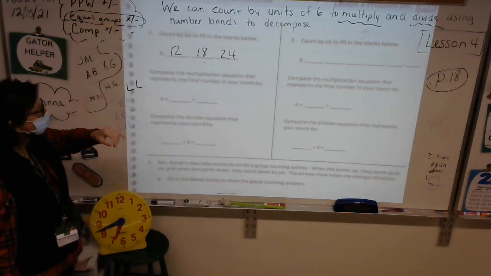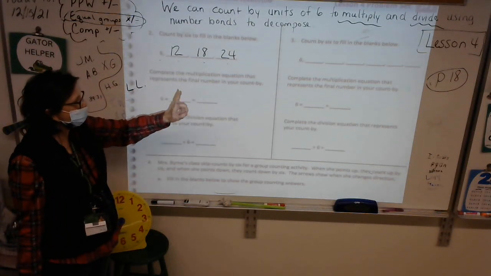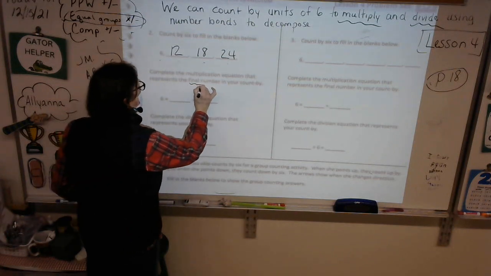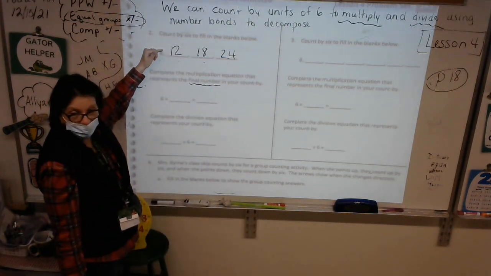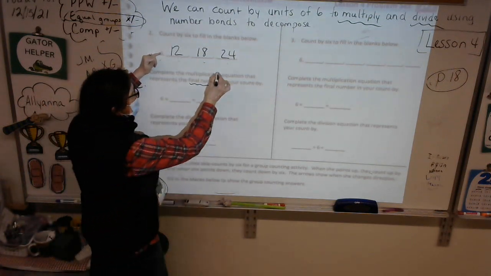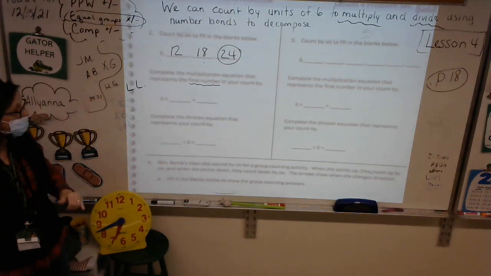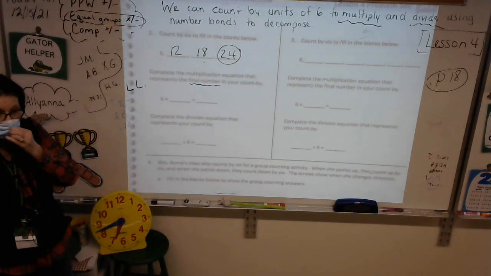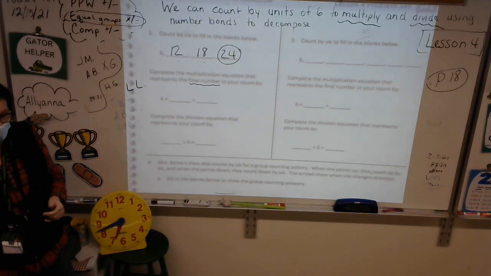Okay? Now it says complete the multiplication equation that represents the final number in your count by. Well, what does the final number in our count by mean? This is our count by, right? What's the final number there? Remember, let's circle it so we're all aware that is our final number in our count by. Go ahead and write a multiplication fact to get to 24.